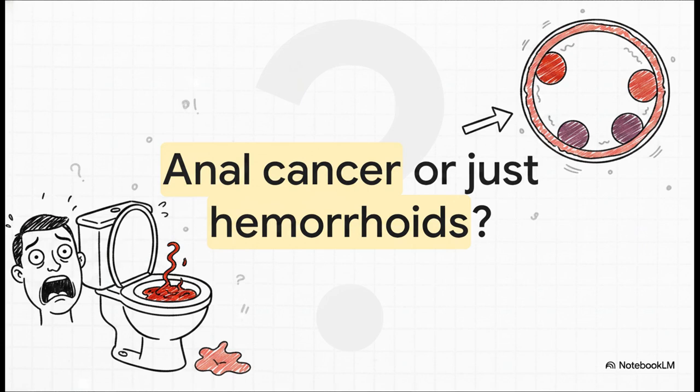Picture this. A 50-year-old executive rushes into your clinic and he is absolutely terrified. He tells you he saw bright red blood pooling in the toilet bowl, he felt a mass prolapse out, and he is sitting on your exam table fearing the absolute worst. He's thinking anal cancer. You perform an anoscopy and you find these large vascular masses at very specific points in the anal canal. So, how do you explain what's actually happening to him? And, more importantly, how do you fix it?